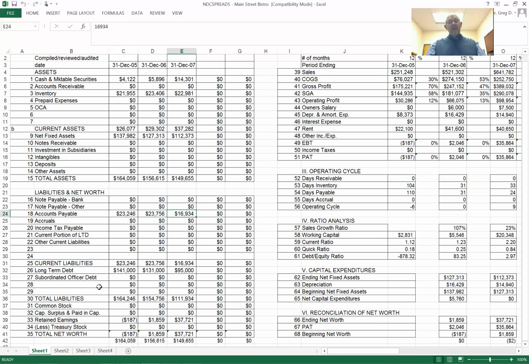Now let's look at our long-term debt, 141, 131. So we're paying off our debt. So our total liabilities are decreasing as well. So our assets are decreasing, but our liabilities are also decreasing, which means we're paying off our debt.